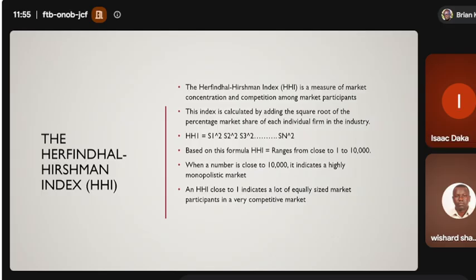Okay. So now, based on what we learned, remember what we said? We said if you get the HHI that is close to 10,000, what does it mean? And if it's close to 1, what does it mean? How can you then interpret the calculation that has been shared by Wishart? What does it tell us? Imagine this is the telecommunications subsector, telecommunications industry. What does it tell us about this type of market based on the Herfindahl-Hirschman index that we've just computed now?